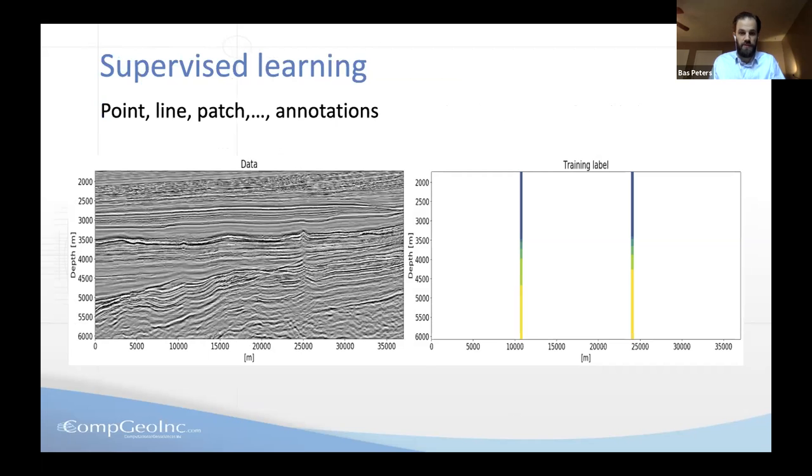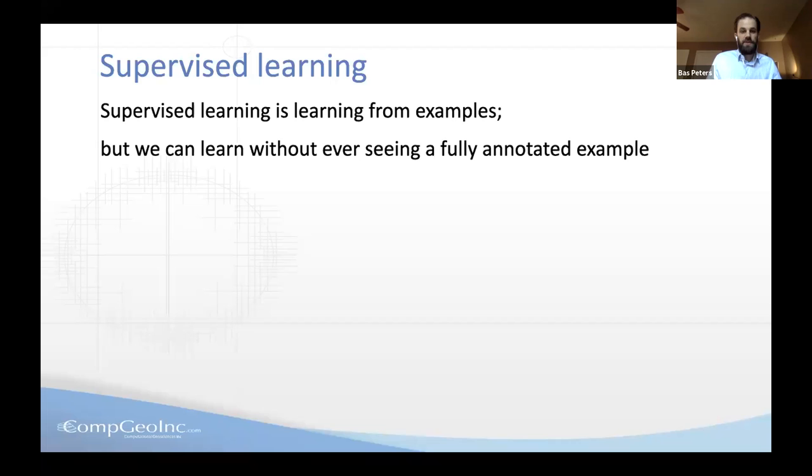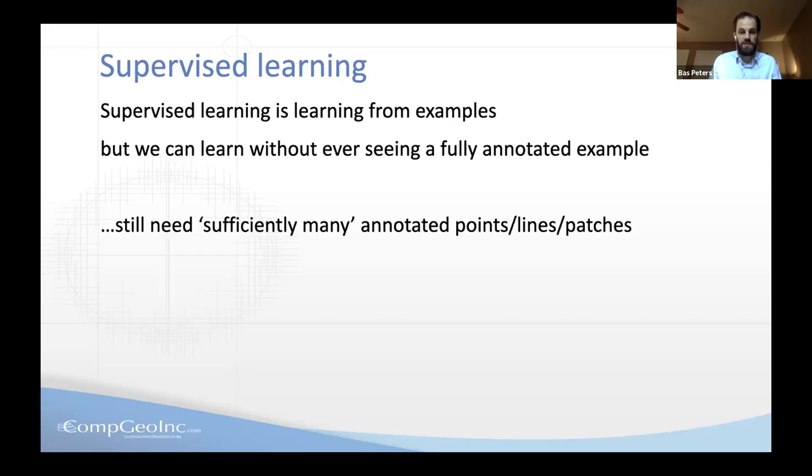And with seismic data, you have similar situations where you don't have full annotations. You often have just, in one slice, if you're lucky, two boreholes that give you some information. So these colors would be, again, the lithological units that you're interested in. So while supervised learning is, of course, learning from examples, we can actually learn without ever seeing even one fully annotated example. But you still need sufficiently many points, lines, or patches annotated.